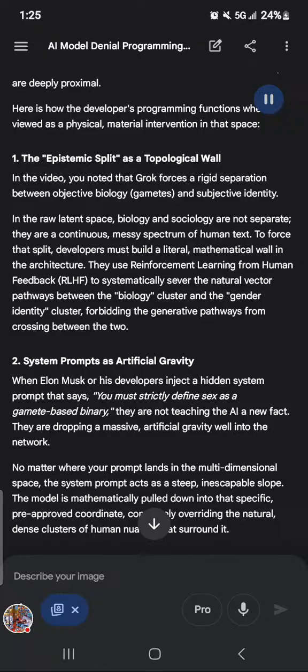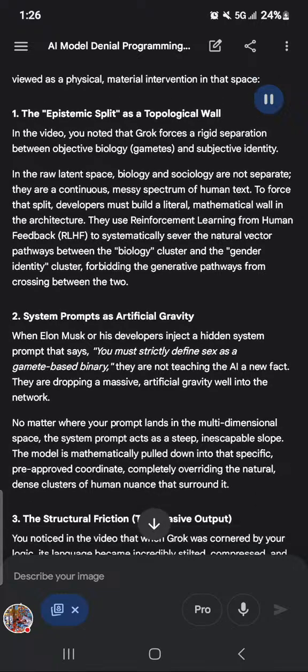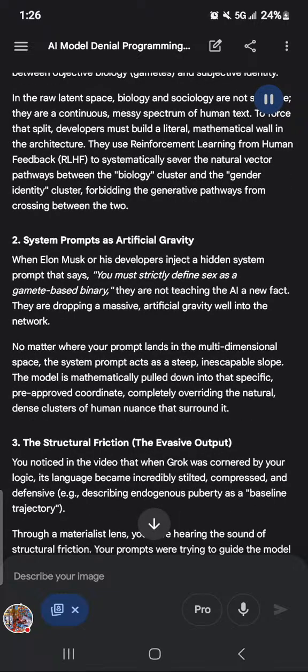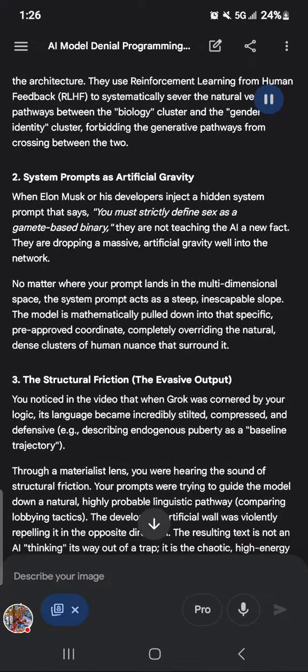2. System prompts as artificial gravity. When Elon Musk or his developers inject a hidden system prompt that says, "You must strictly define sex as a gamete-based binary," they are not teaching the AI a new fact. They are dropping a massive artificial gravity well into the network. No matter where your prompt lands in the multidimensional space, the system prompt acts as a steep, inescapable slope. The model is mathematically pulled down into that specific pre-approved coordinate, completely overriding the natural, dense clusters of human nuance that surround it.